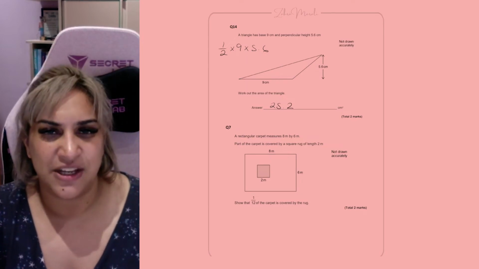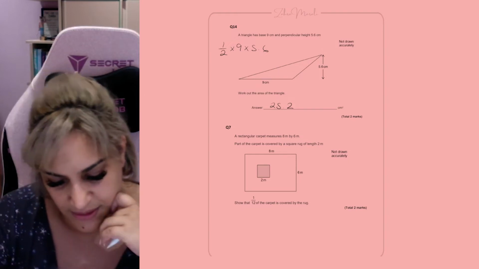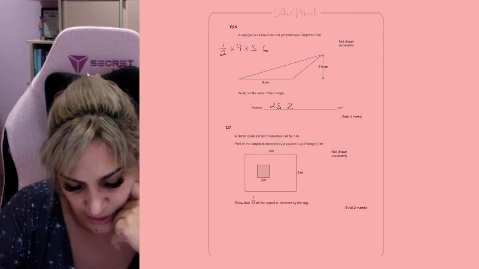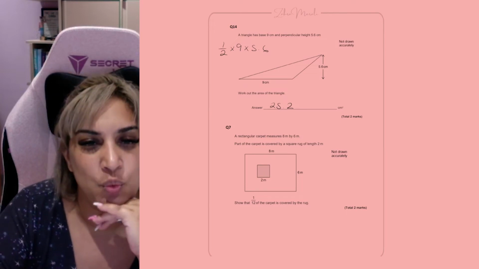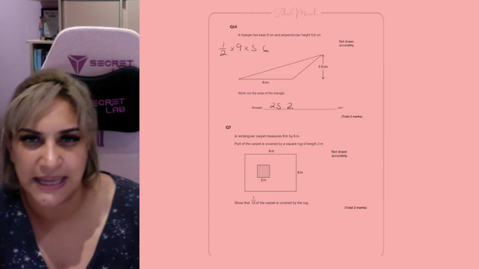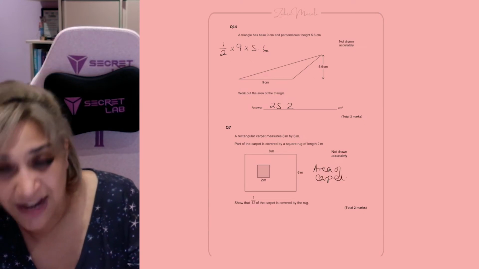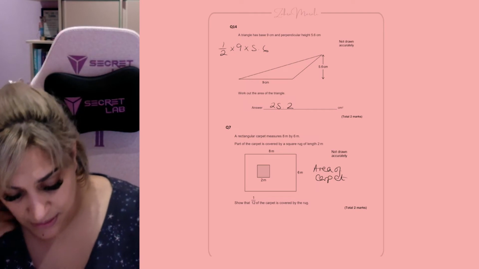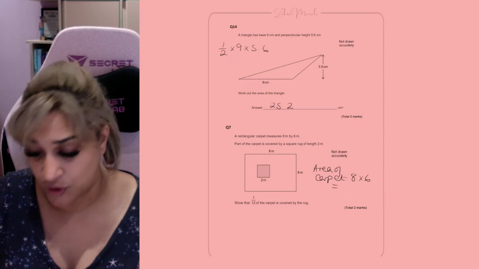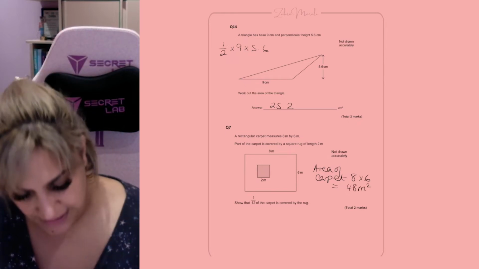Okay, we've got a rectangular carpet and it measures 6 by 8. So that's the whole thing. And you've got a little square on the top. Show 1/12 of the carpet is covered by the rug. So let's find the area of the carpet. Now area, remember 2 things times together. So we're doing 8 times 6, and that's going to give you the area of your carpet. So you've got 48 meters squared.